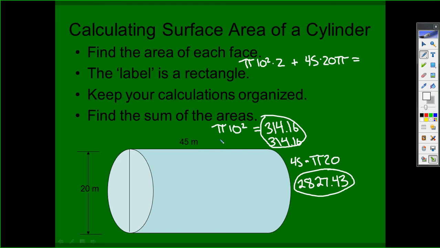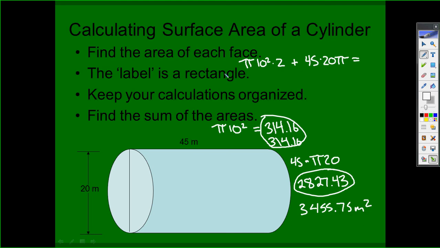Again, you can see I've kept them pretty well organized so that I can see exactly what I'm calculating or adding together. If I add together my three individual pieces down here, I come up with a sum of 3,455.75, and that would be in meters squared.